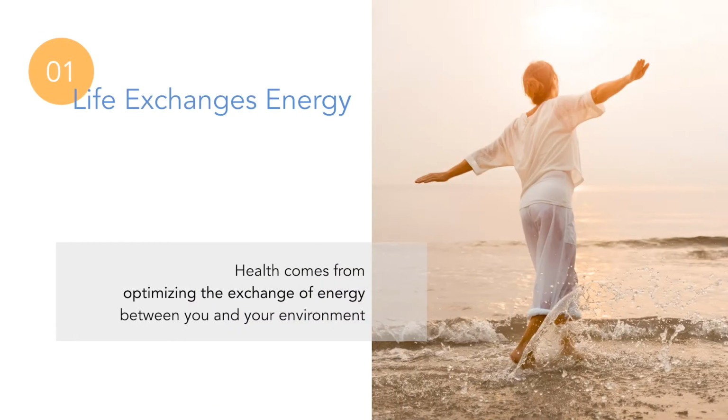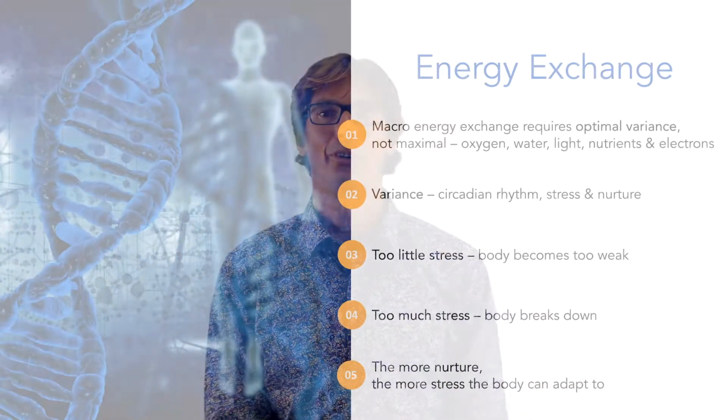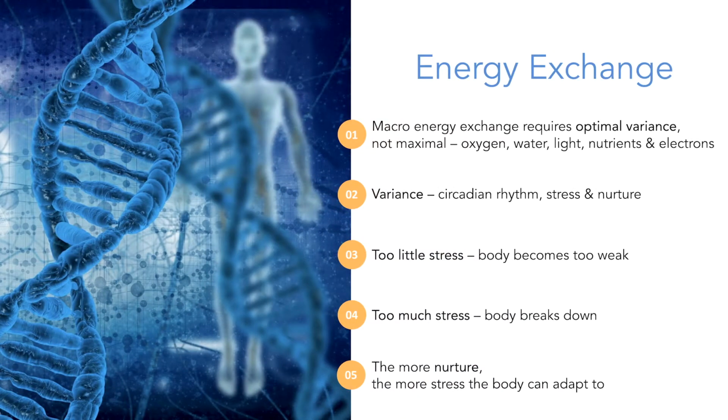So the first is that life exchanges energy, and basically health comes about from optimizing the exchange of energy between you and your environment. So let's look a little bit more deeply at how we exchange energy with the world around us. So firstly, what are the core ways that we exchange energy? Well, one is oxygen. We breathe oxygen in and then we excrete carbon dioxide out. If we wanted to increase that oxygen exchange, we might do exercise or cardiovascular activity, for instance.